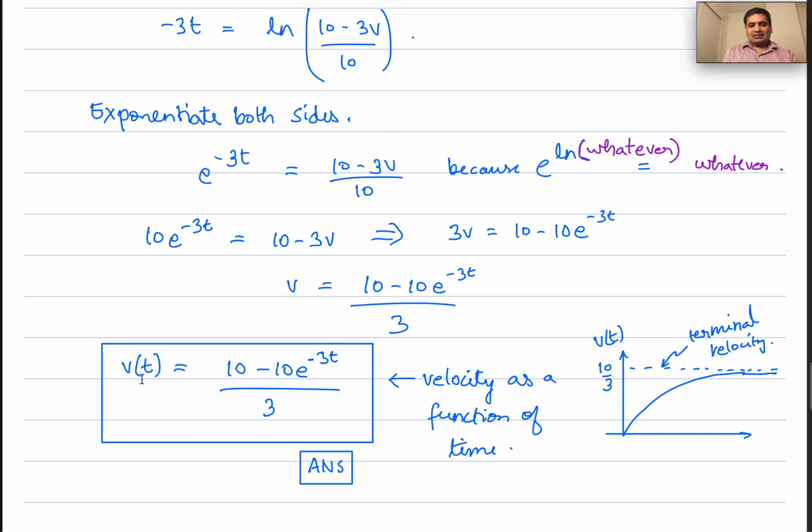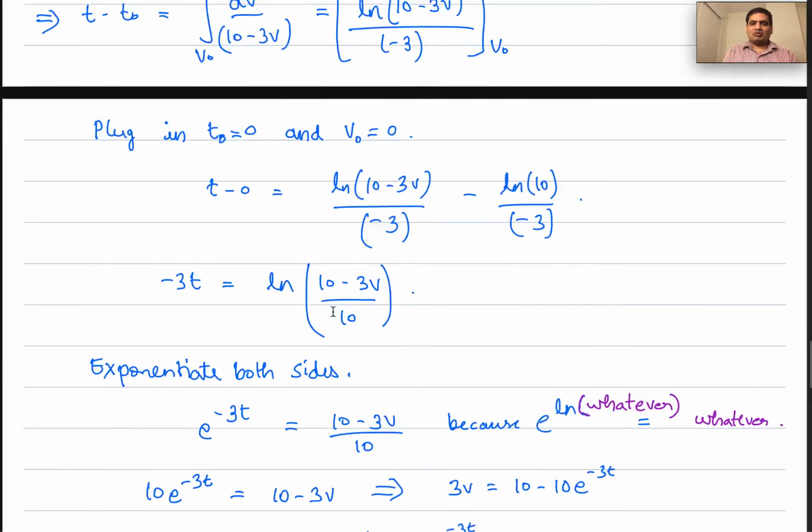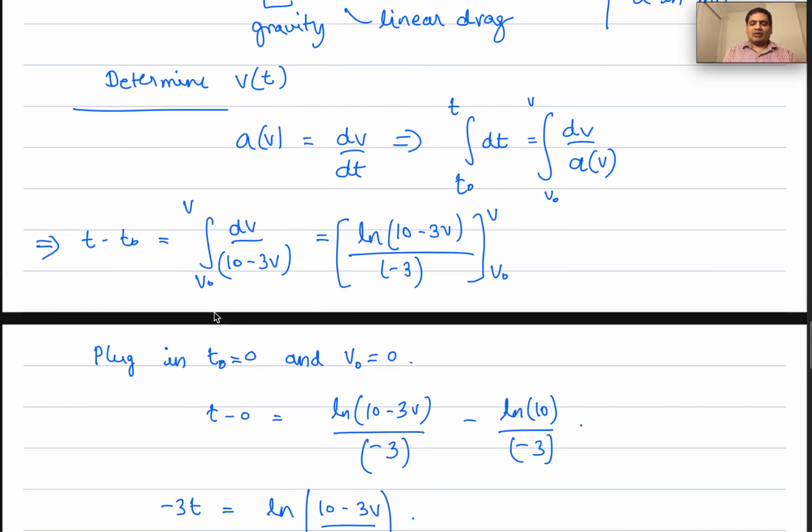So this is the velocity of the particle falling down as a function of time. You can try to plot what this function looks like if you're curious. How does the velocity change as a function of time? If you plug in t equal to 0, the initial time, then e power minus 3t becomes e power 0, and e power 0 is 1. So you get 10 minus 10, so you get v equals 0 at t equal to 0, which makes sense because that's what we already used in the integration.